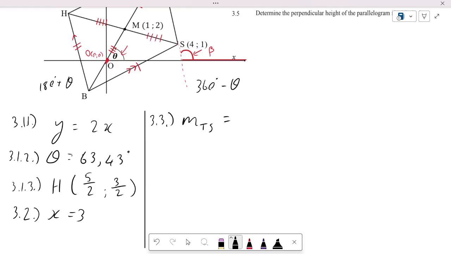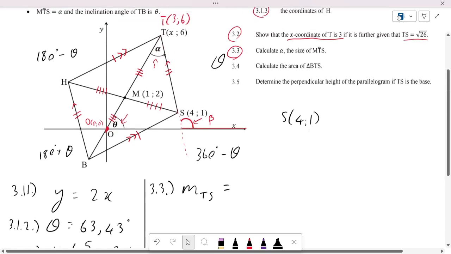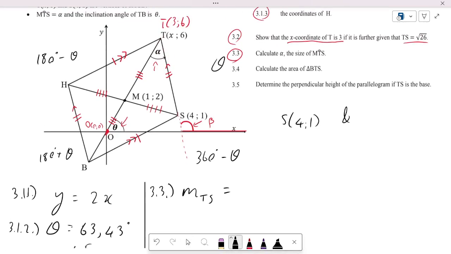So we're going to name our sets over here. Let's say S will be (4, 1) and T will be (3, 6), and then we're going to name them after their sets. So S is set 1, so this will be x1 and y1, and this will be x2 and y2 because we're naming this set 2. So it's going to be set 1 here, and then we have set 2 over here.